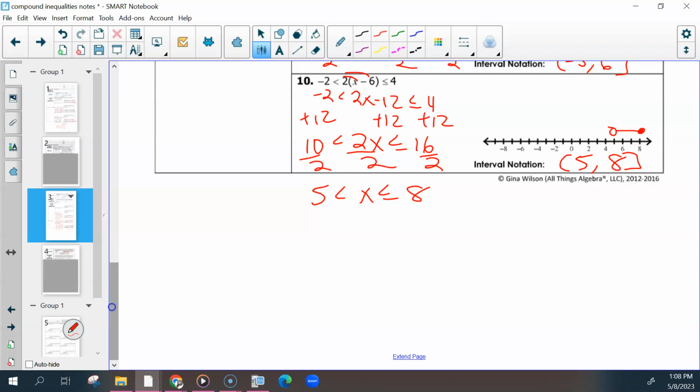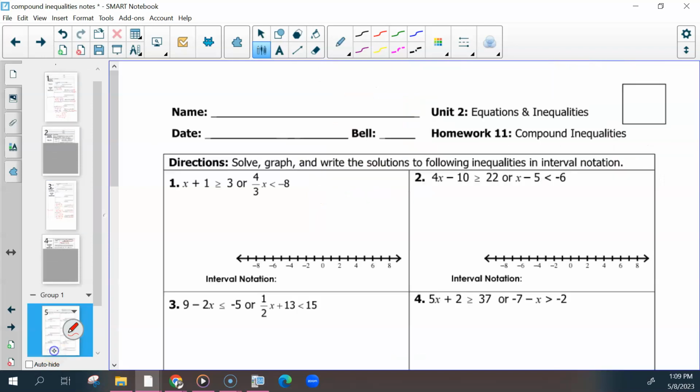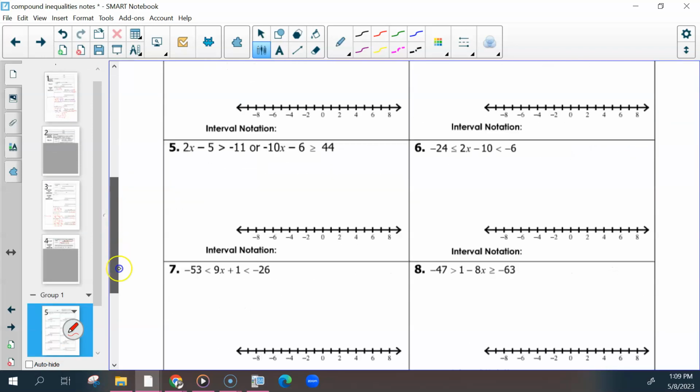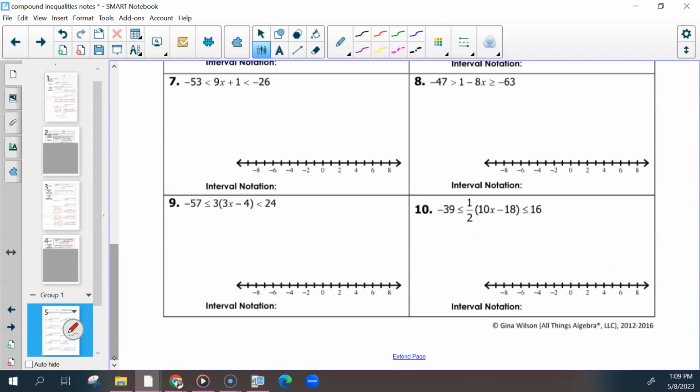Look at the last page. Find any you want to see, go over, review. How about 10? Anyone still need this? Four.